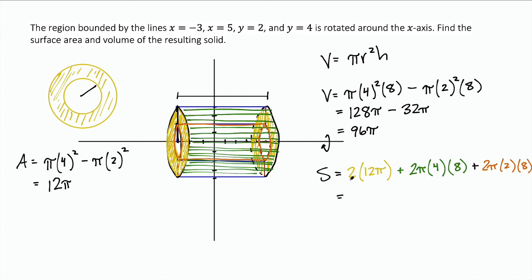Let's go ahead and simplify a little bit. 2 times 12 pi is 24 pi. Plus, here we've got 2 times 4 times 8, which is 64 pi. And then 2 times 2 times 8, which is 32. All right, so adding these all together, 24 plus 64 is, sorry, that's 88. Plus 32 is 120. So we get 120 pi here.